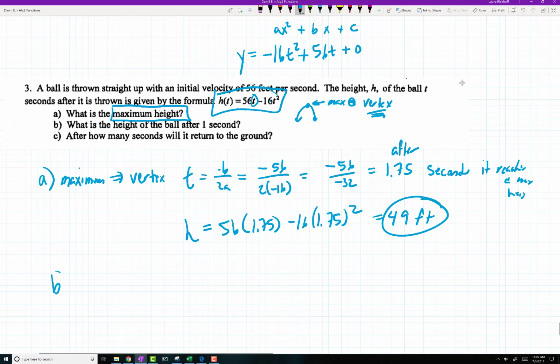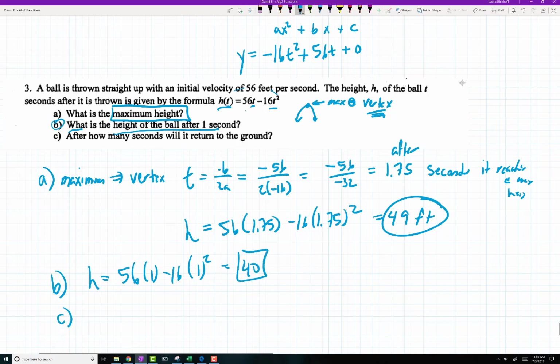The other type of question, part B, is actually very straightforward. What's the height of the ball after 1 second? This equation gives you the height of the ball after any number of seconds. Okay. So you just plug in 1 for the time, and whatever that is. So 56 minus 16, and that's just 40. Yep. And then the last question they can ask is when it's going to hit the ground.